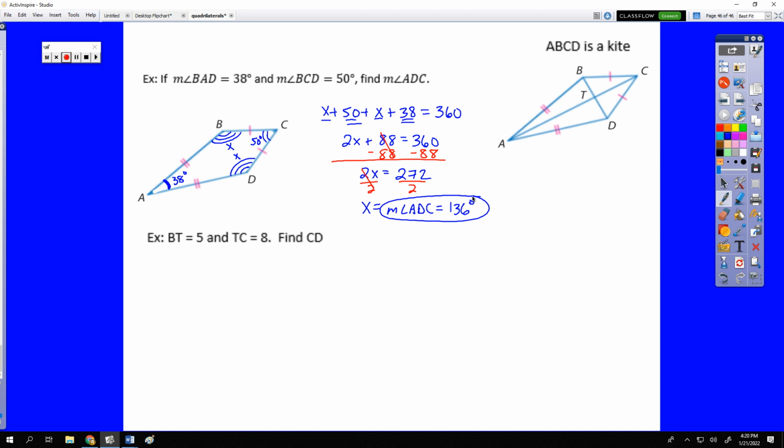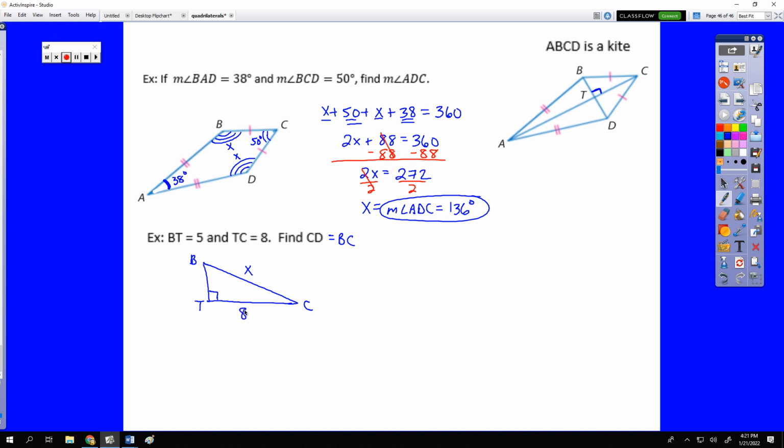All right, then finally we have BT equals 5 and TC equals 8. So once again, we need to realize that this is a right angle where the diagonals are crossing, which means we are going to focus in on only one of those right triangles. In this case, triangle BTC. And I know what you're thinking, Mr. Wills, D is not involved in that picture. Well, CD and BC are the same length. So if we can find BC, which I'm going to mark with an X, we've also found CD.